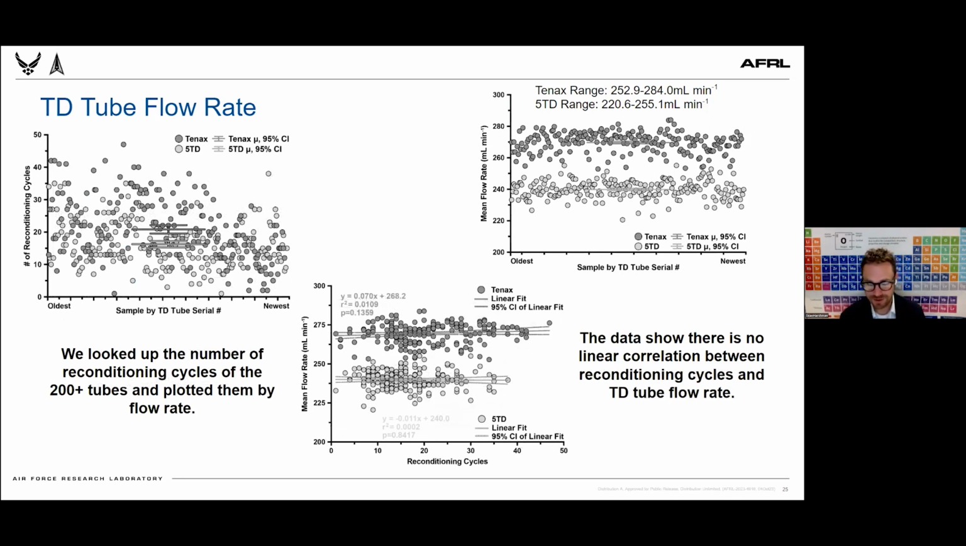We have a really nice tracking system in our lab where we track the number of reconditioning cycles. So we went back through our system, and we noted the number of reconditioning cycles. What you can see is there's definitely a downward trend, which would be expected. When you go from oldest to newest, you should have more reconditioning cycles in your oldest tubes compared to your newest. But we do not see a linear relationship between the number of reconditioning cycles and the flow rate. So that doesn't seem to be what is contributing to the differences in flow rates either.